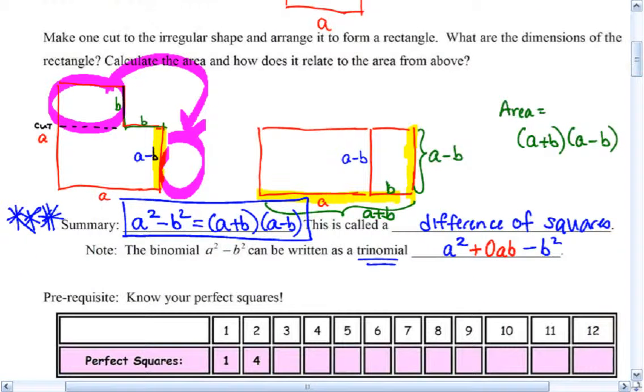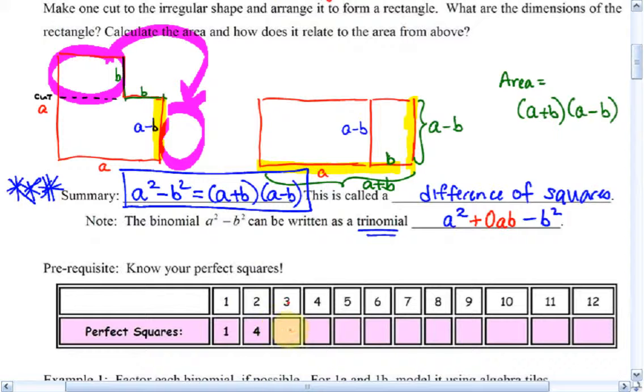All right, now before we actually do some of these factoring questions, let's see if we can figure out some perfect squares, as a quick review. Shanaz, you with me? Okay, help me out. What's the perfect square for number 3? What would that be? What's the answer here? 9, thank you, good.